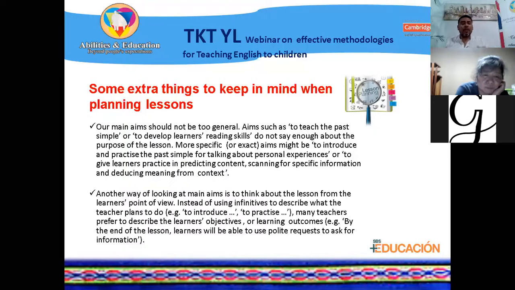All right, another way of looking at main aims is to think about the lesson from the student's point of view, from the learner's point of view. Instead of using infinitives to describe what the teacher plans to do, for example, to introduce, to practice, to revise, to explain, etc., many teachers prefer to describe the learner's objectives or learning outcomes. For example, by the end of the lesson, students will be able to use polite requests to ask for information.